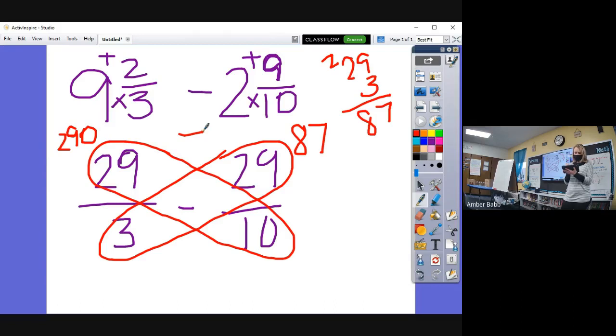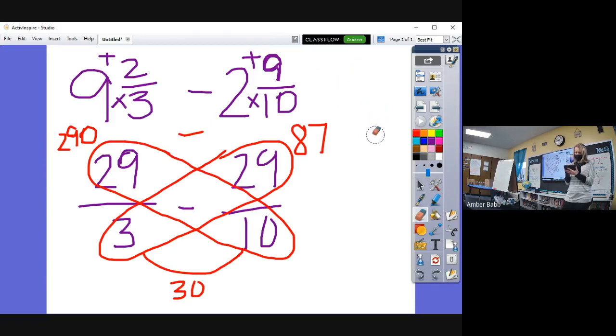So I've got 290 minus 87. My denominator will be 30. Now again, guys, I don't know what 290 minus 87 is. Jason is telling me what he thinks it's going to be. We're going to go ahead and subtract it out the long way, for those of you that can't do this in your head, which is totally fine.